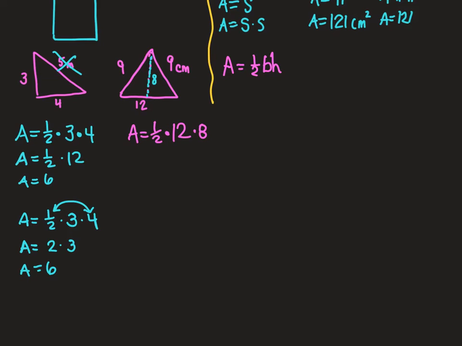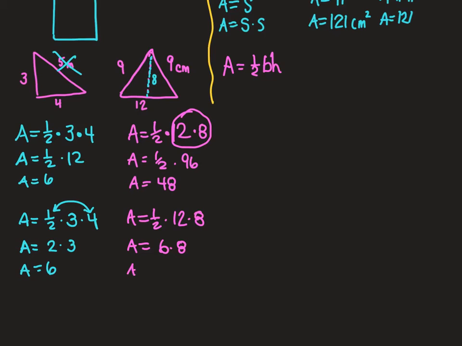Okay, so first option is I could multiply first. So 1/2 times 96, which is 48. The other option is to take half of something first. So I could take half of 12 or I could take half of 8. I think I'll take half of 12. Half of 12 is 6. 6 times 8 is 48.